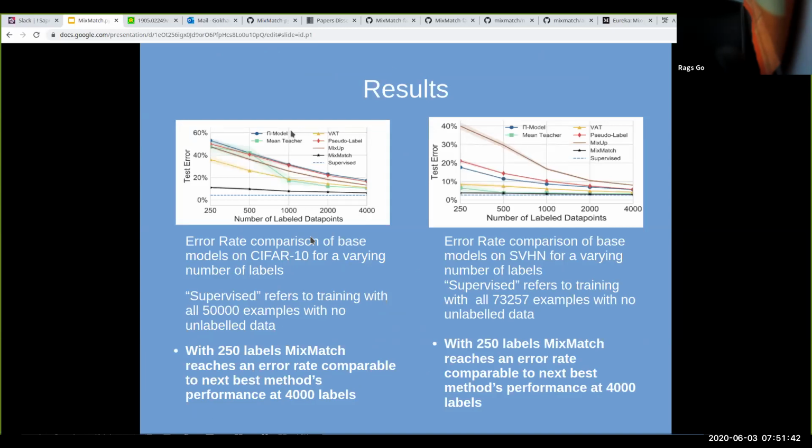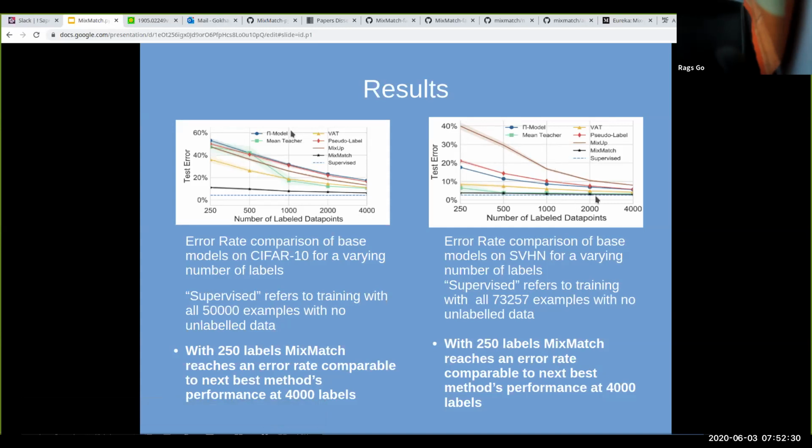So you see from the results, the model they used initially was on the CIFAR 10 data set. A supervised training of 50,000 examples was trained to give the said accuracy. But in comparison, MixMatch just used 250 labels to give the desired output. Similarly, they did it with SVHN, again with 73,256 examples with no unlabeled data at all, and they got the said accuracy, and with 250 labels again, it gave the said efficiency.